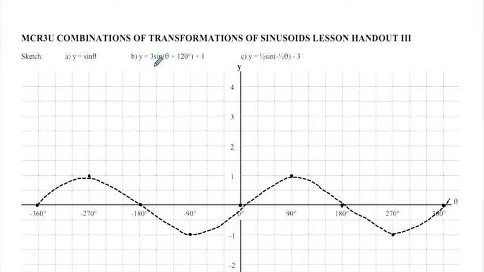By looking at this equation, I can see we have an amplitude of 3. We have a phase shift of -120. It's the opposite of what's inside of the bracket. And we have a vertical translation of +1. That's important when we are thinking about stating our domain and range. So our amplitude, again, is 3. Our phase shift is -120 degrees. And we have a vertical translation of 1. Now, there's no K value, so our period still stays at 360 degrees.